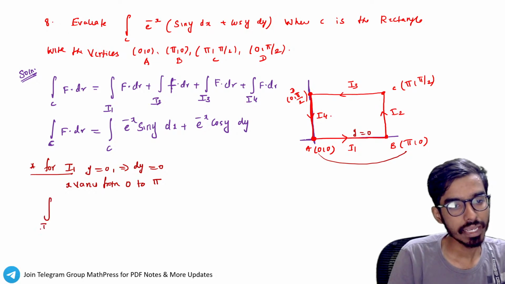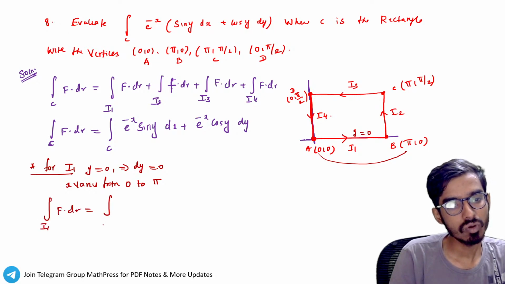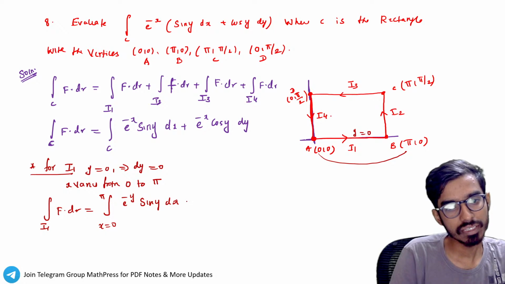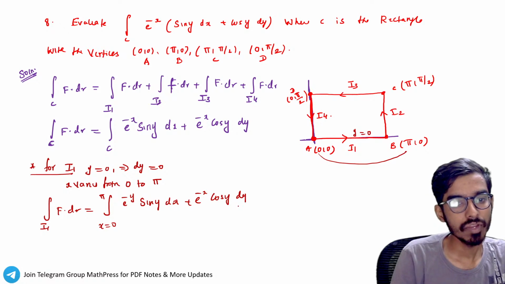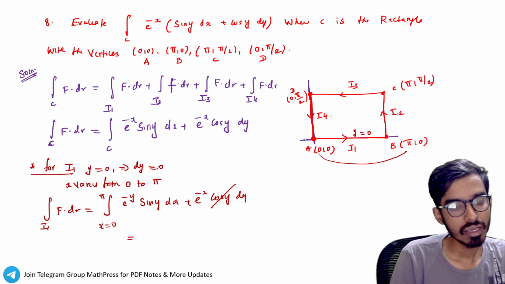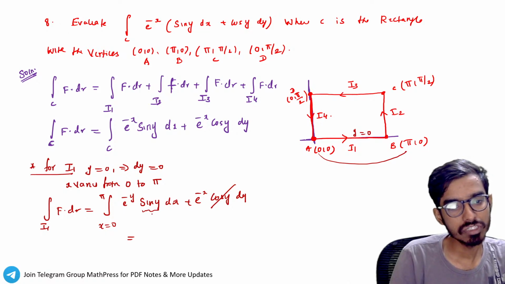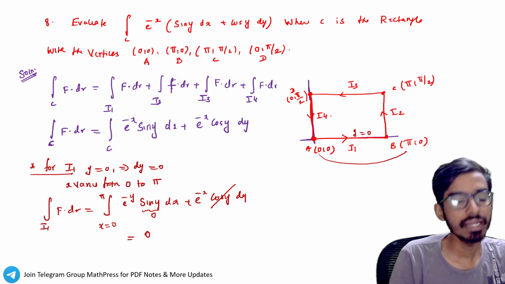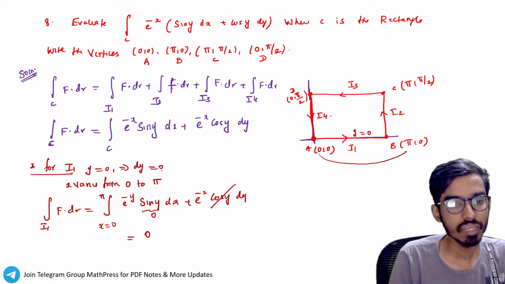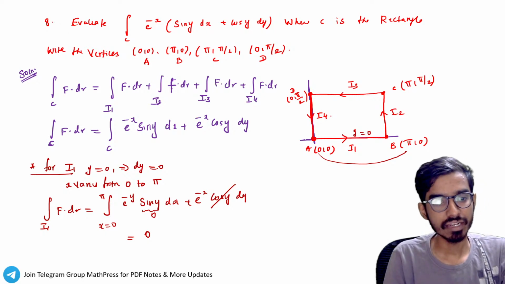So therefore, the integral over I1 of f dot dr is the integral with x varying from 0 to pi of e power minus y sin y dx plus e power minus x cos y dy, and we know dy is 0, so this term will be 0, and y is 0. So if you put y is equal to 0, sin y is 0, so this entire integral will be 0. This integral will be vanished.